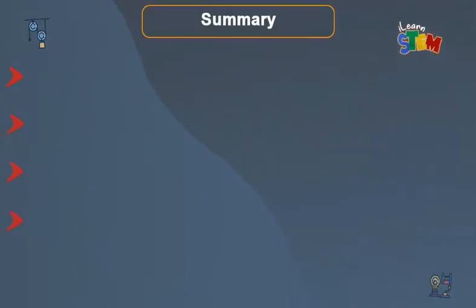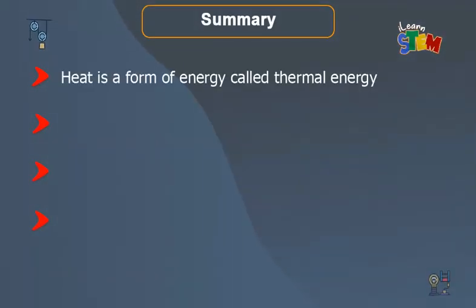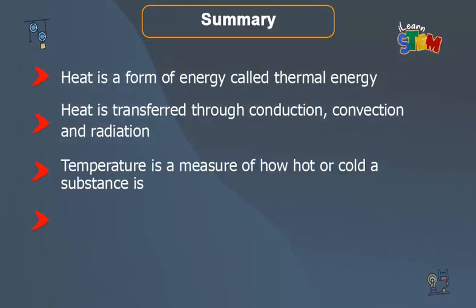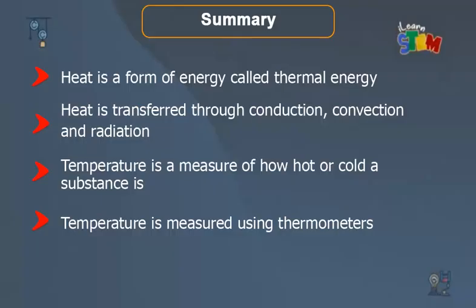Great job so far. Let's recap. Heat is a form of energy called thermal energy. Heat is transferred through conduction, convection, and radiation. Temperature is a measure of how hot or cold a substance is. And temperature is measured using thermometers. In our next lesson, we will be learning about gas laws.